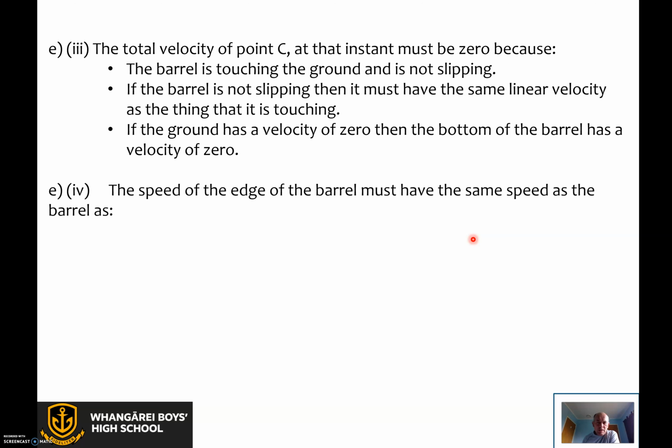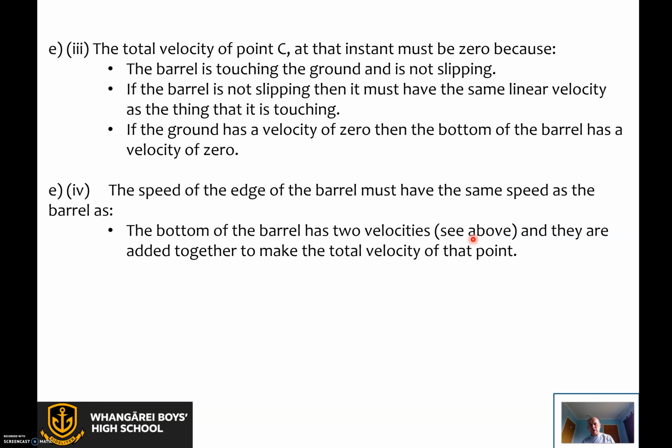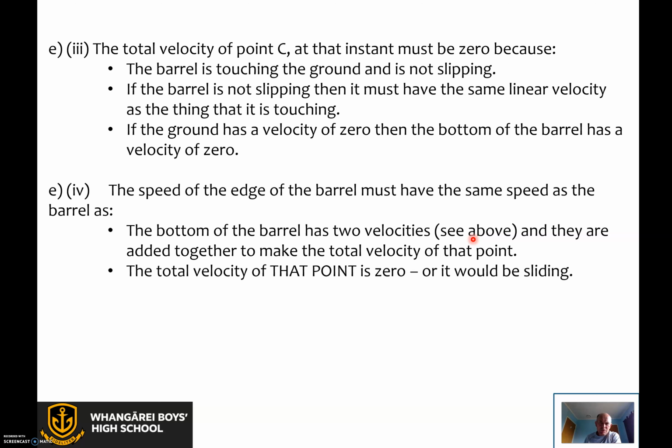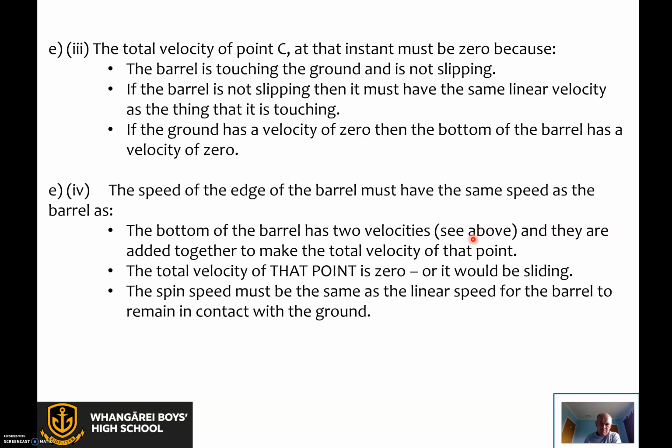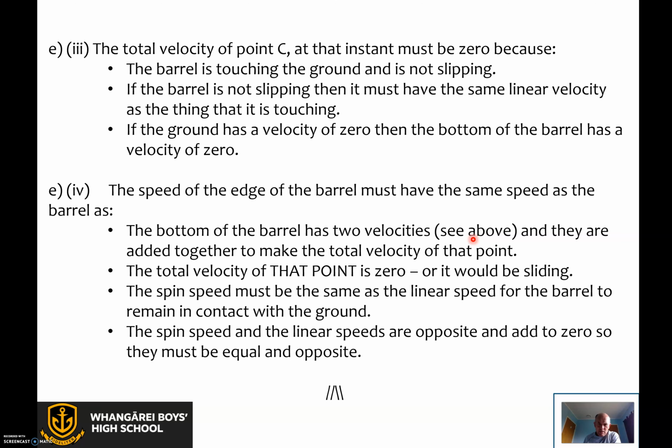And I'm going to finish what the book says here and then add my little bit onto it. The speed of the edge of the barrel must have the same speed as the barrel, because the bottom of the barrel has two velocities added together to make a total velocity at that point. This way, sorry, like that. One going this way, one going this way at the bottom, and they add up to make zilch. The total velocity of that point is 0, or it would be sliding. Spin speed must be the same as the linear speed for the barrel to remain in contact with the ground. The spin speed and linear speeds are opposite and add to 0.